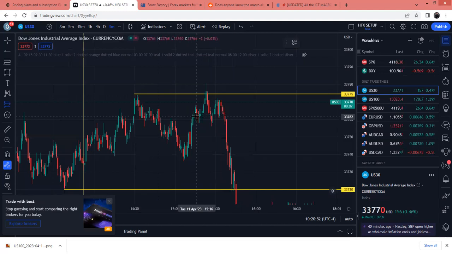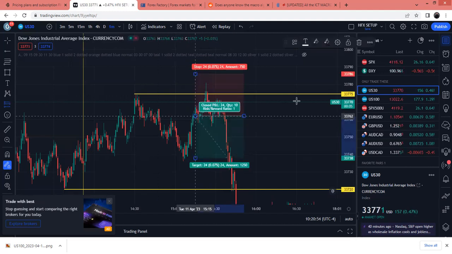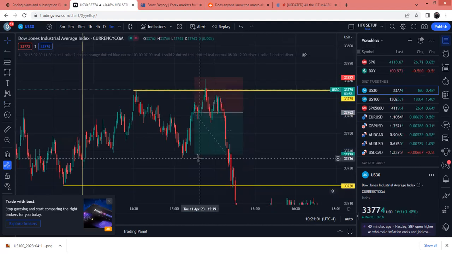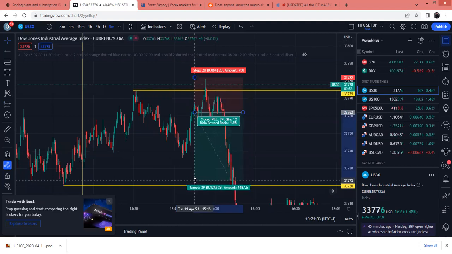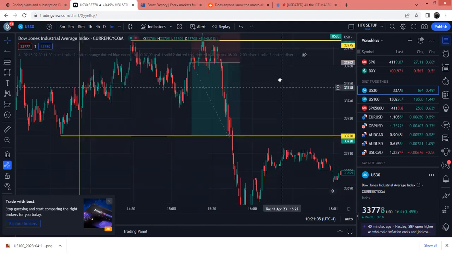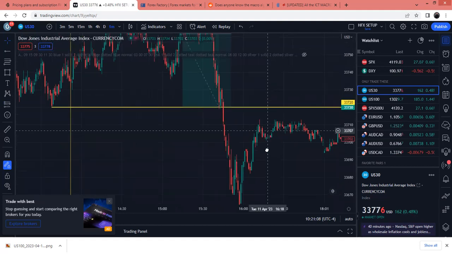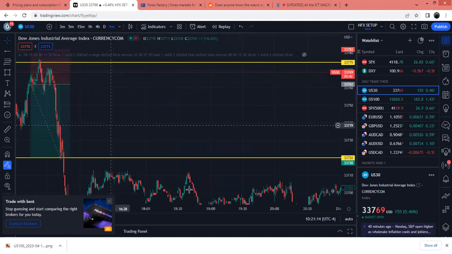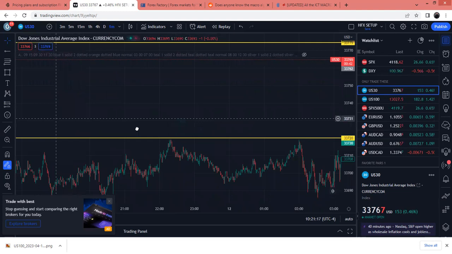So this is where my entry would have been. This would have given you at least a 1:2.1, but you can see it went even further. So I hope with this example, you have learned a thing or two. Let me show you something that happened. Final example. Let me show you something else that happened.